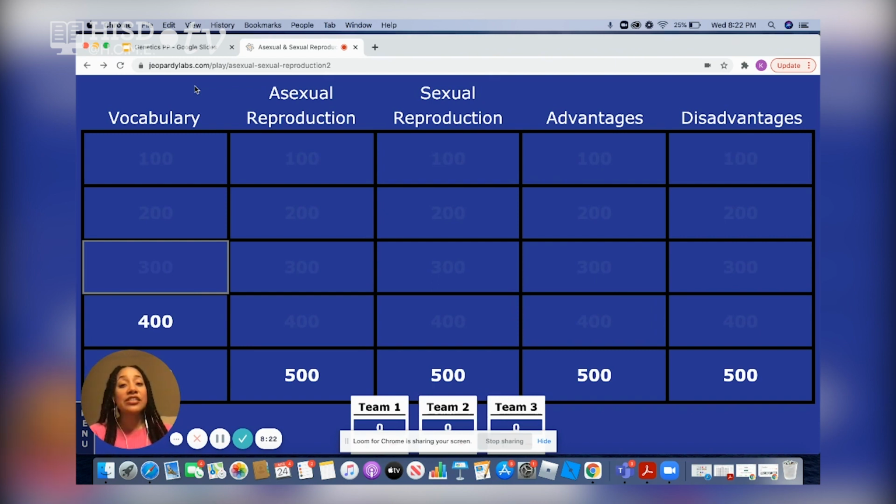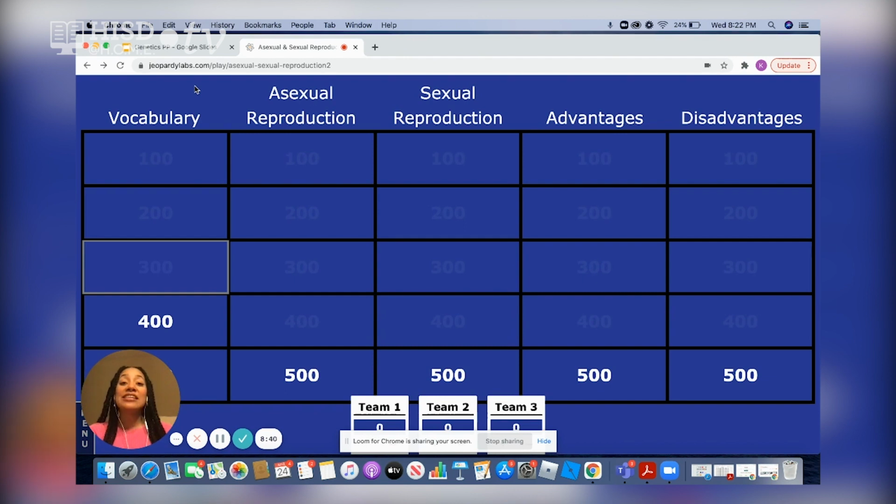But a disadvantage is that because the parent and the offspring are identical to each other, they are more susceptible to disease because they have the same exact genetic makeup. So whatever kills the parent will most likely kill the offspring.